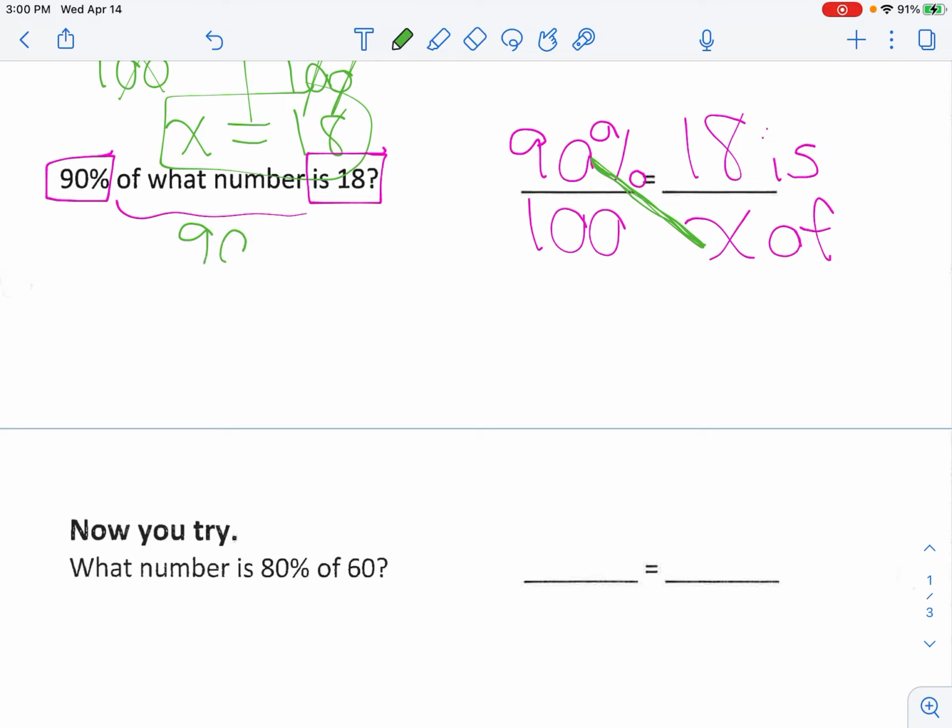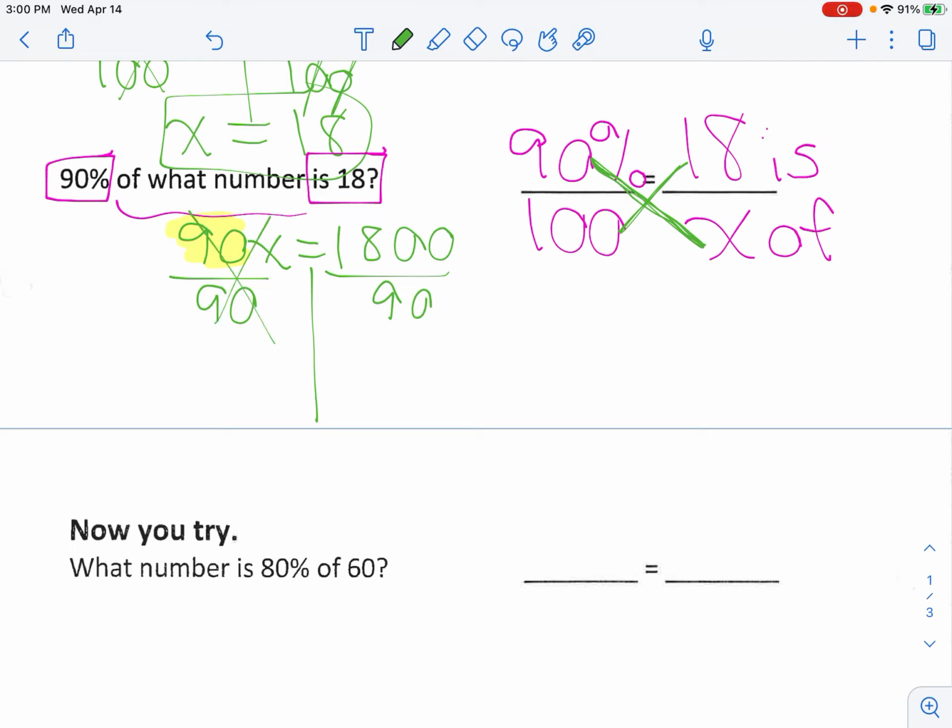90 times x is 90x. Cross products, 18 times 100 is 1800. Identify the coefficient. The coefficient is the number attached to x. We have to get rid of the coefficient. So this equation is asking 90 times what equals 1800. So remember, the opposite of multiplying by 90 is dividing by 90.